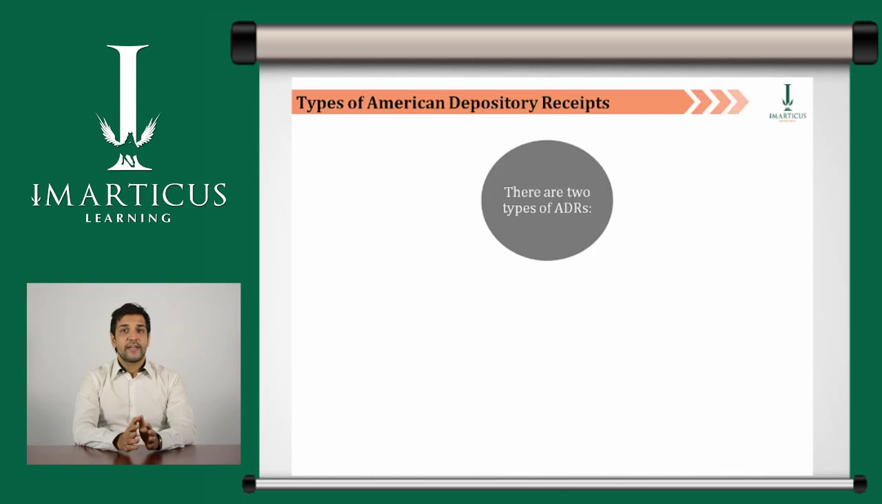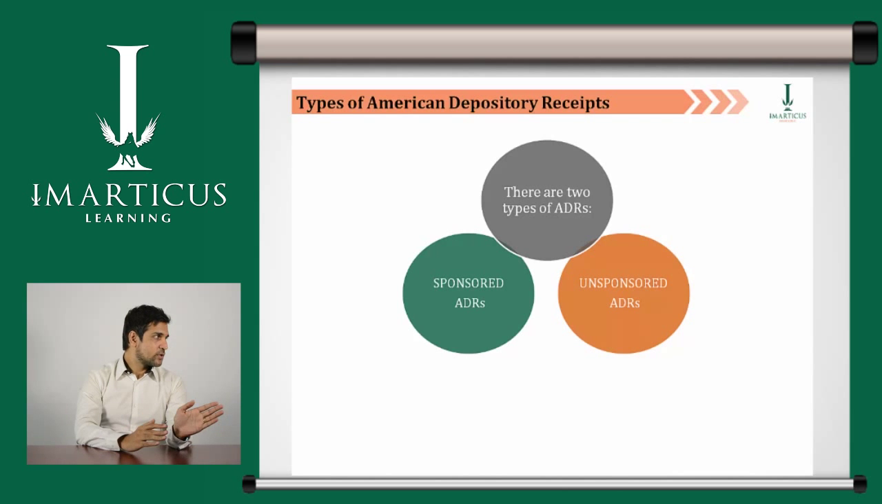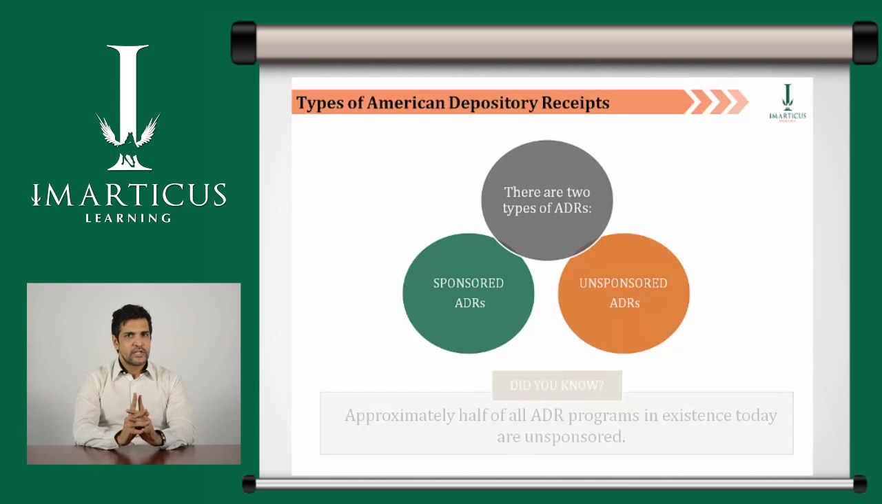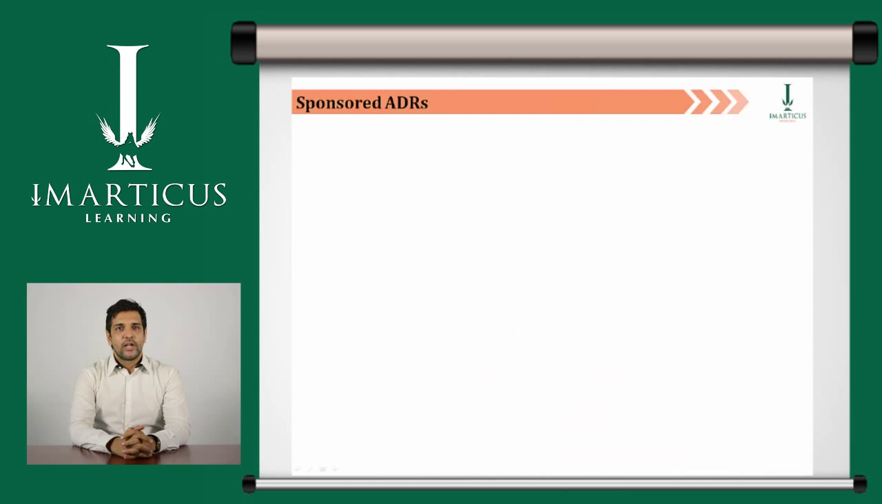There are two types of ADRs: sponsored ADRs and unsponsored ADRs. Did you know, as a result of an SEC rule change effective October 2008, hundreds of new ADRs have been issued, both sponsored and unsponsored. Approximately half of all ADR programs in existence today are unsponsored. Now let's begin with sponsored ADRs.